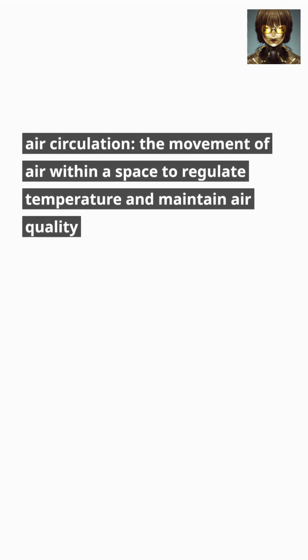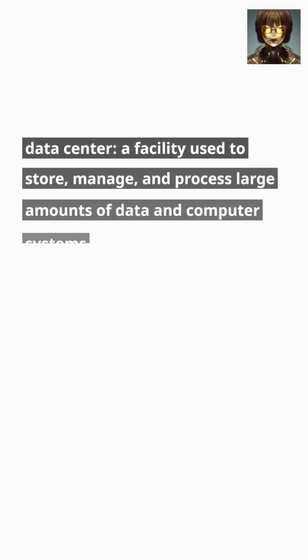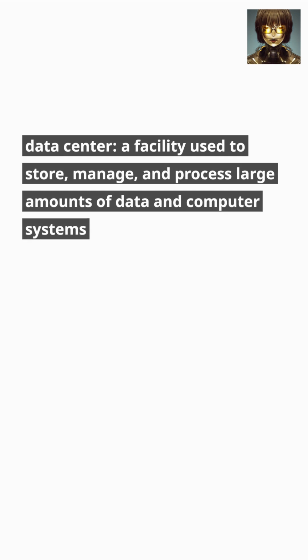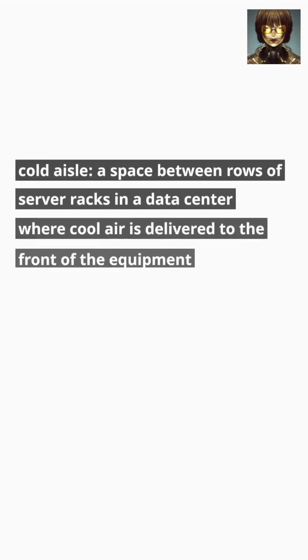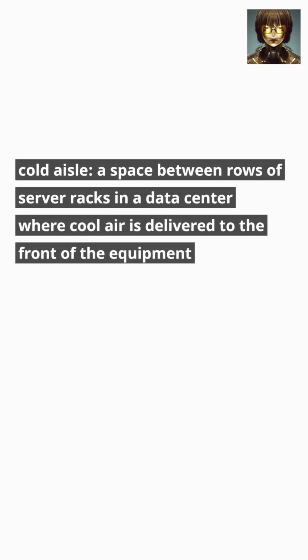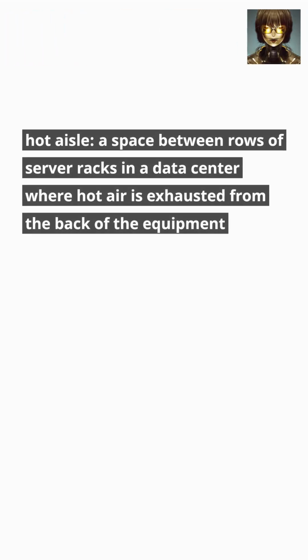Air circulation, the movement of air within a space to regulate temperature and maintain air quality. Data center, a facility used to store, manage, and process large amounts of data and computer systems. Cold aisle, a space between rows of server racks in a data center where cool air is delivered to the front of the equipment. Hot aisle, a space between rows of server racks in a data center where hot air is exhausted from the back of the equipment.